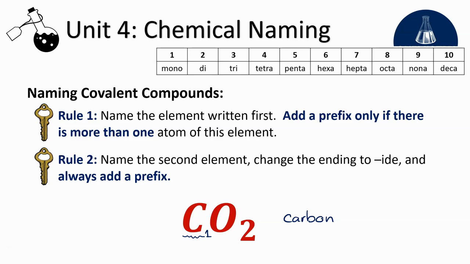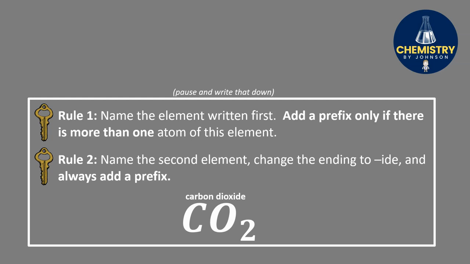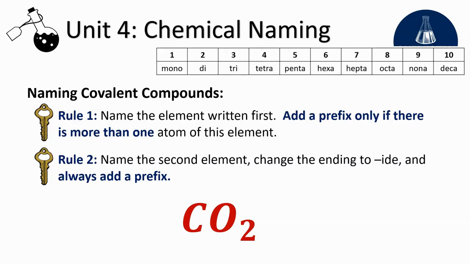Rule number 2 is to name the second element, change the ending to IDE, and always add a prefix. So my second element is oxygen. We're going to change the ending to oxide. And the second element, no matter how many there are, always gets a prefix. So because there are 2 oxygens, I'll use the prefix di to indicate that, and it goes in front of that element's name: carbon dioxide. And that's all there is to it. So naming covalent compounds is pretty straightforward, but make sure to take some time to write those rules down.